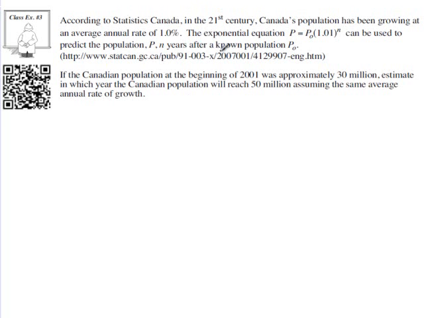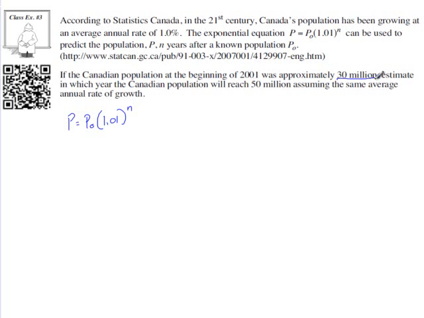So to start off with, we're given the equation for population growth. So we have P equals P0 times 1.01 to the power of n. P0 is your original population. P is the population after n years. And the information that's given, Canadian population at the beginning of 2001 is 30 million.